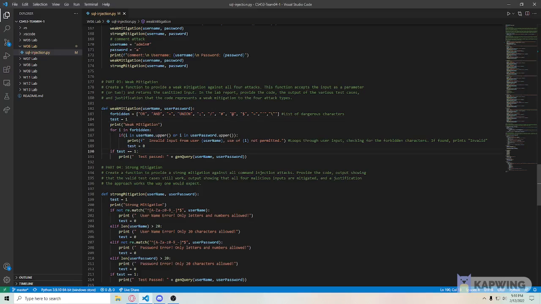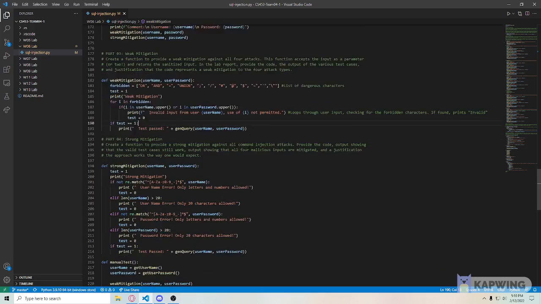First off, we have our weak mitigation function. This takes a list of dangerous characters. It loops through the user input and checks to see if one of the characters is inside of that input. And if so, it just prints out that the input is invalid.